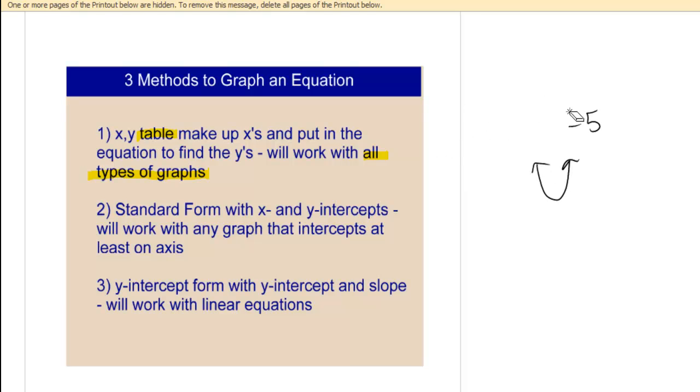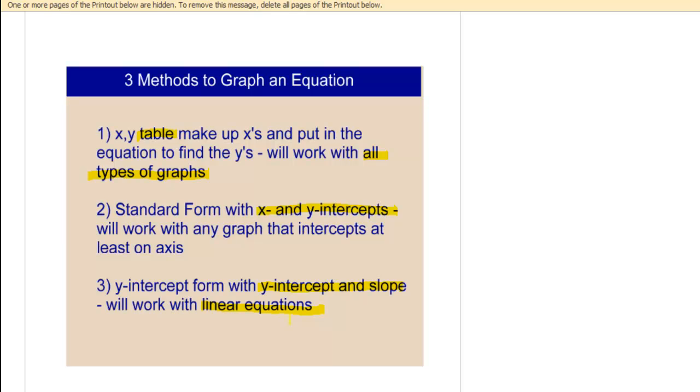And then standard form with x and y intercepts. This works for anything that crosses the x and y axis. Not all lines or graphs are going to cross the x and y axis, but many of them do, so it can be very helpful. And then we just learned how to graph using the y-intercept and slope with the slope-intercept form of an equation, and this works with lines, with linear equations.